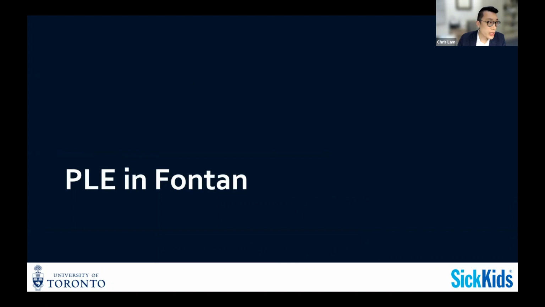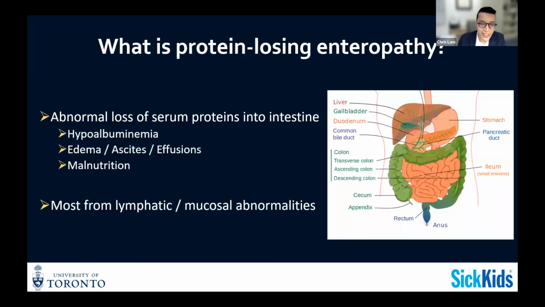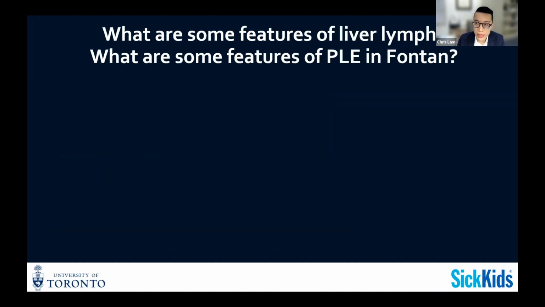So now let's go on to PLE. So what is PLE? As you guys probably all know, it's abnormal loss of serum proteins into the intestine. And most of this is from lymphatic or mucosal abnormalities most of the time. So you can have congenital PLE, but I'm going to focus on Fontan-related PLE.